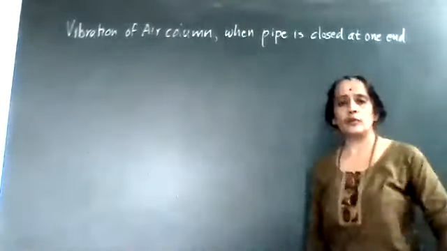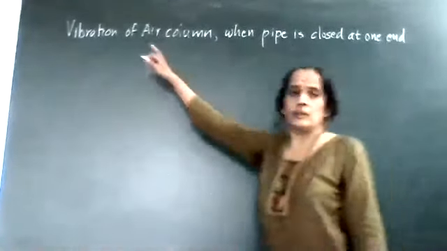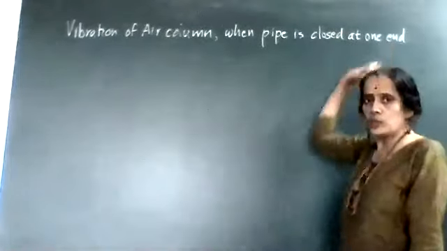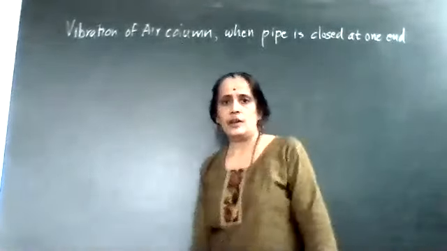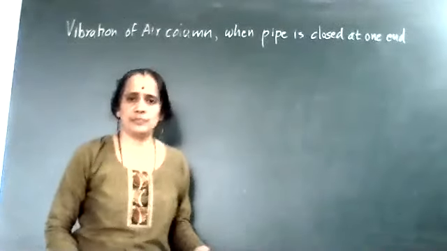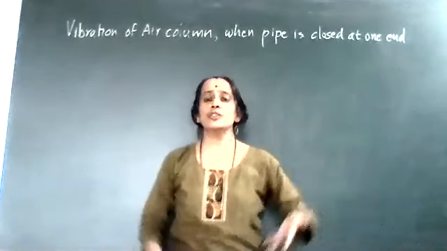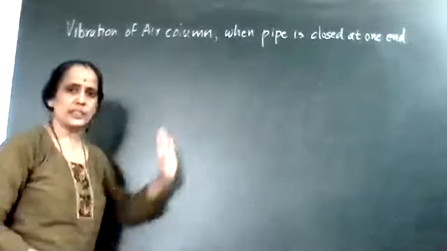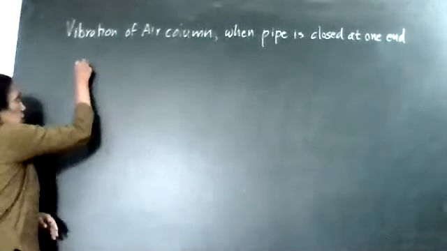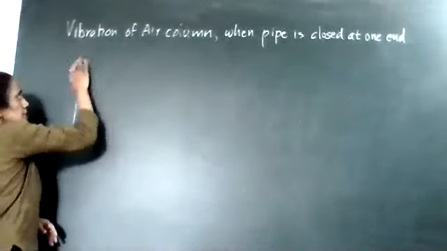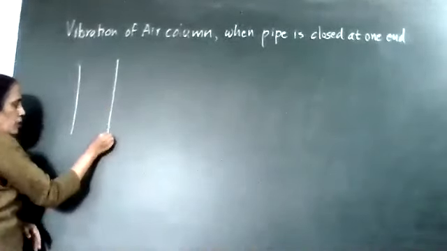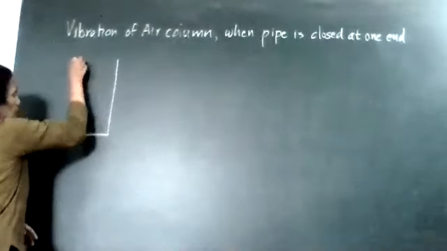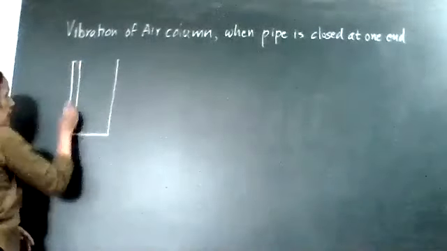Students, today we are going to see the vibration of air column when the pipe is closed at one end. Now what is air column? What is the pipe when it is closed at one end? All this concept will get clear if you are concentrating on the diagram. So let's consider this is the pipe, which is cylindrical in shape, and this pipe has a certain length.